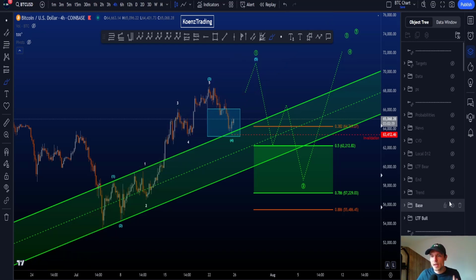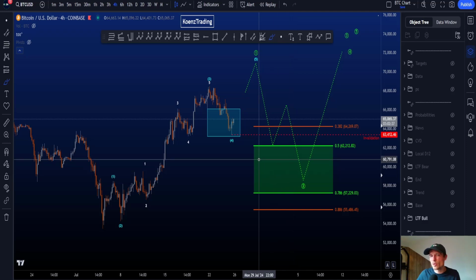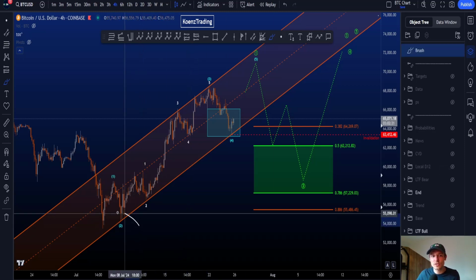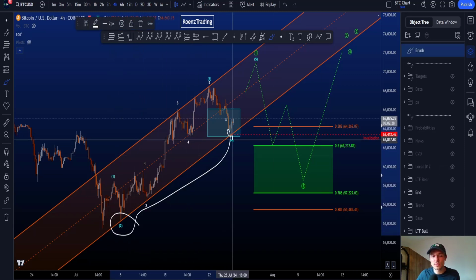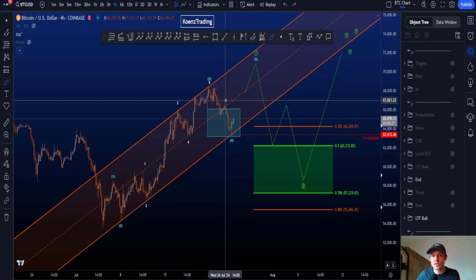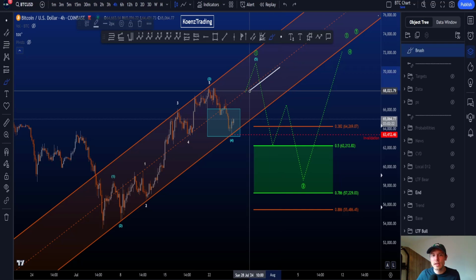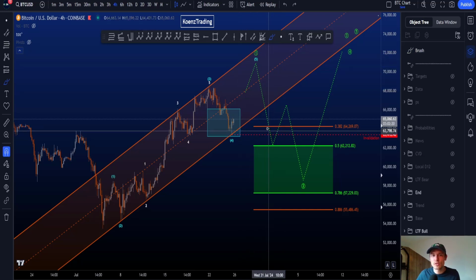Now, because preferably your wave 4 in this scenario would be finished, we can now also look at the end channel, which is a channel that you take from the end of 2 to the end of 4 to the end of wave 3. And preferably you would like to see your wave 5 end at the midline or close to the top line of this channel.